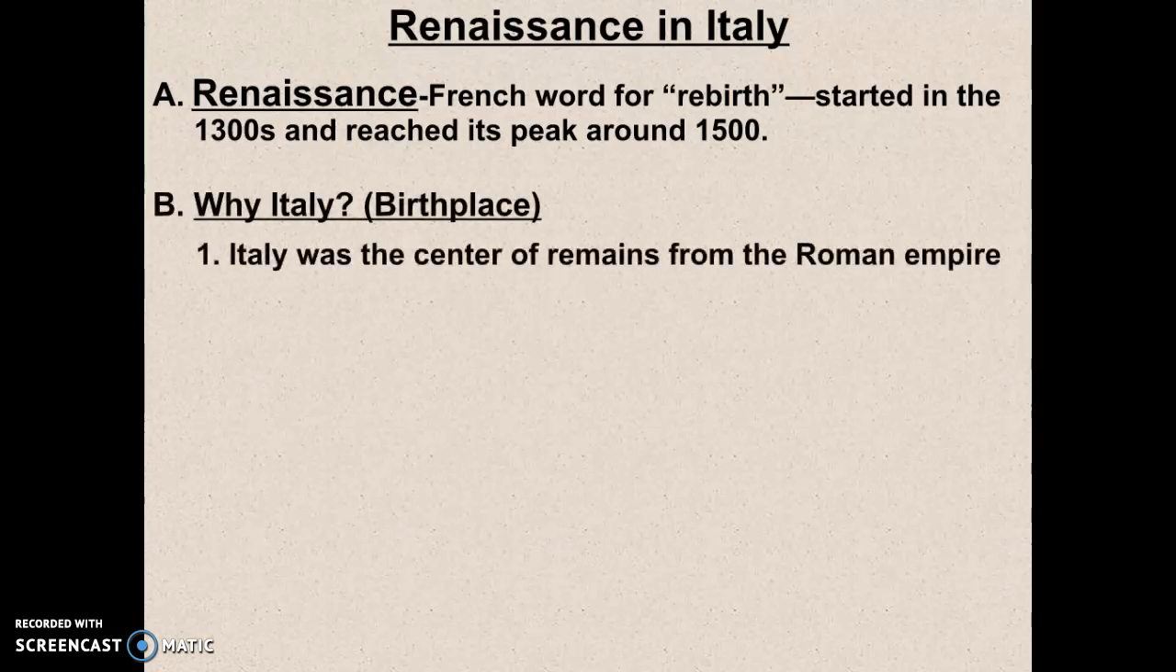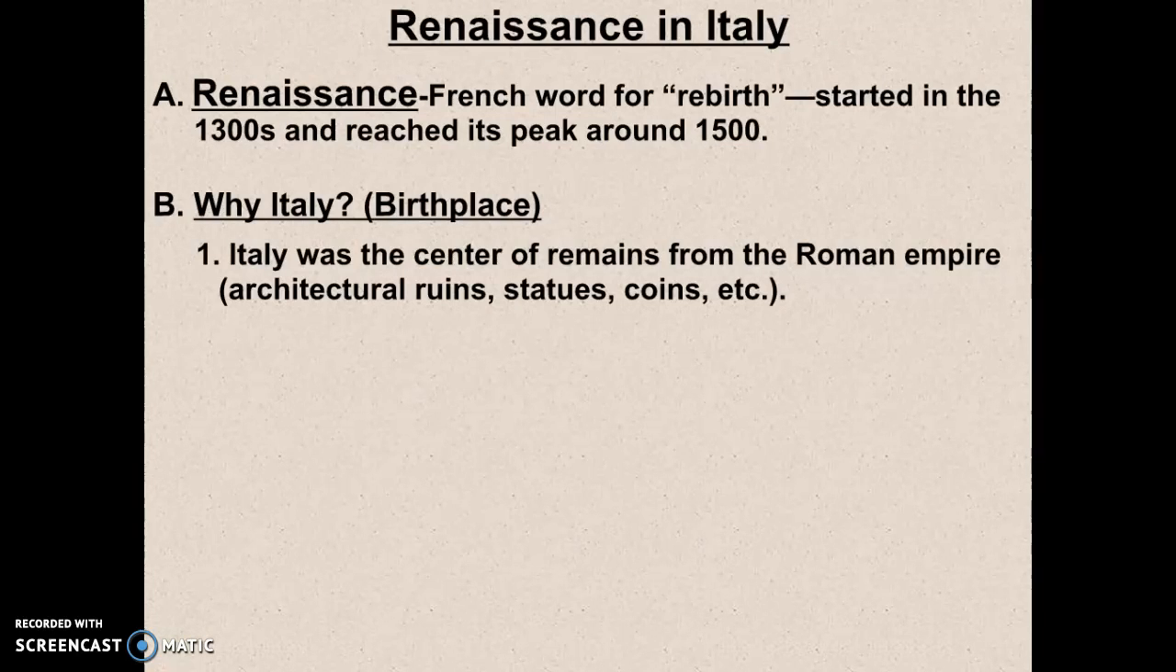Why Italy? Why was Italy the birthplace of the Renaissance? And the first thing is that Italy was the center and is still today the remains from the Roman Empire. Architectural ruins such as the Colosseum in Rome, statues, and even coins that they're still finding today in certain projects in Rome.